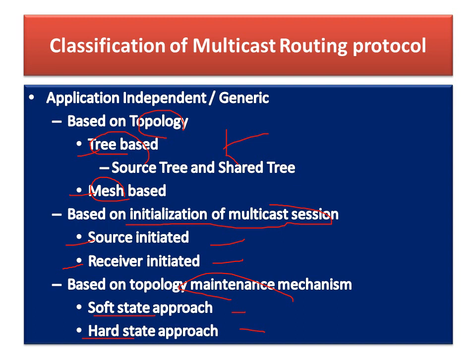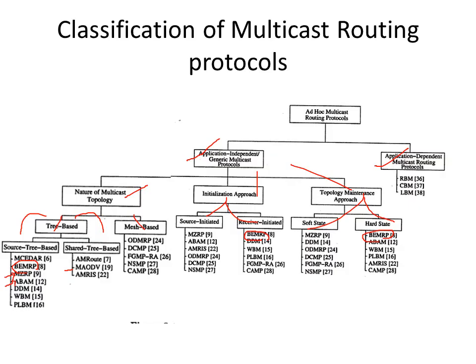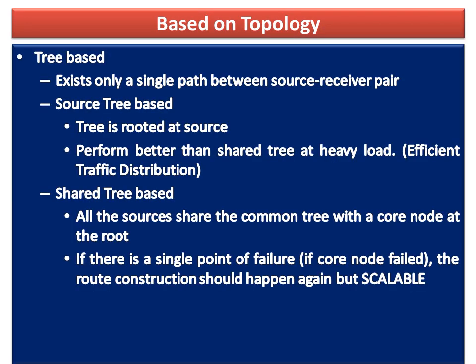And based on application independent, generic, you have unicast routing protocols. So don't worry looking at this picture. This is the top level classification of multicast. So based on topology, tree based, if I say there's only going to be a single path between the source and the receiver pair, right? We are talking about pairs here, the source and the receiver pairs. Source tree based multicast routing, or shared tree based multicast routing.